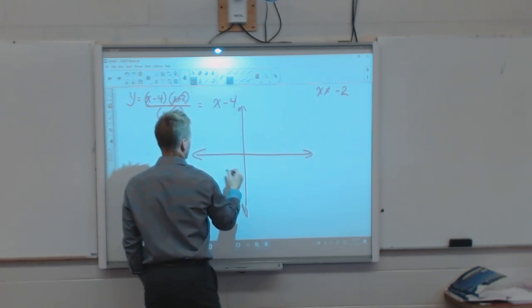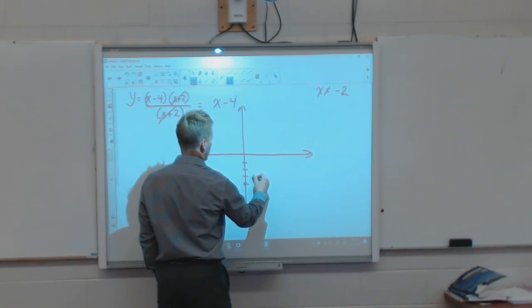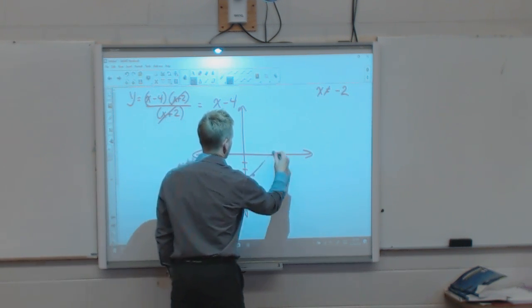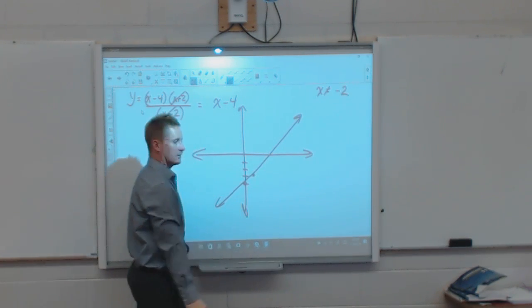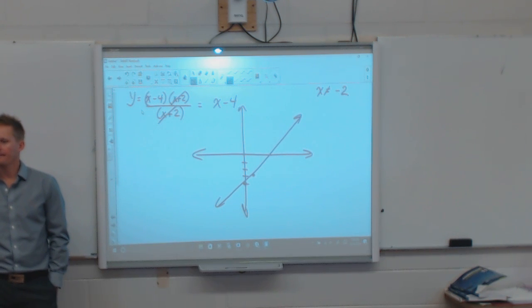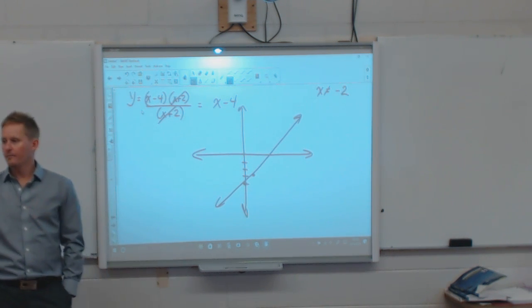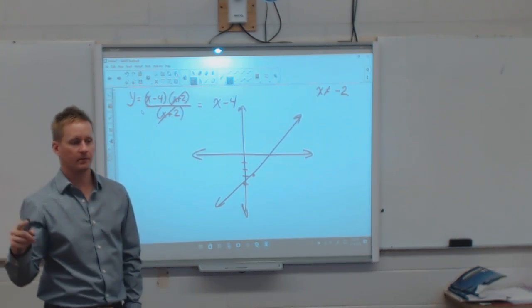Go to 0, negative 4, and go up 1, right 1. And there I have it right there. That's not so difficult, is it? Okay? Why are you able to cancel off top and bottom? Or are they not exactly the same? If I divide them, what do I get? That's right. Okay.